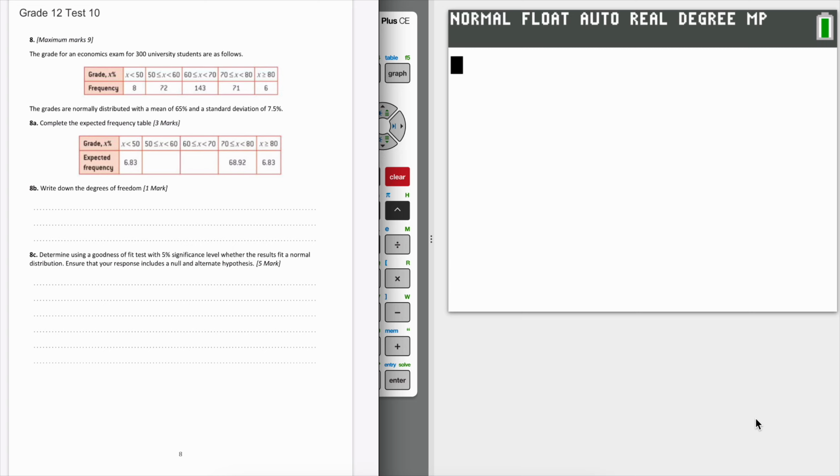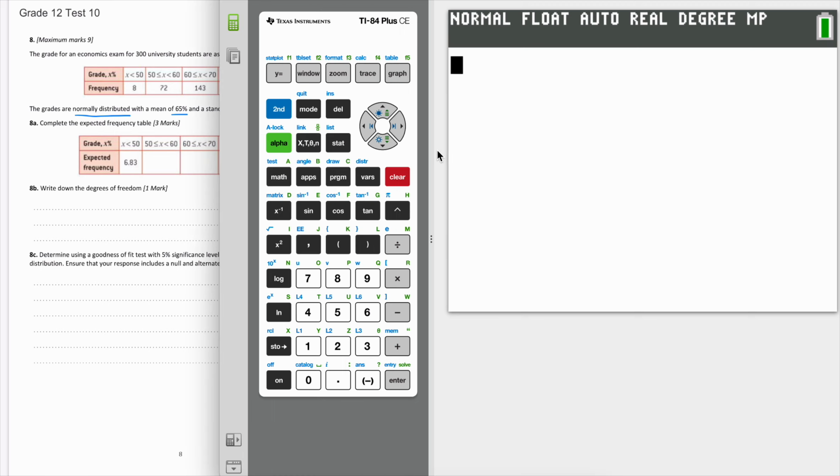This question is using normal distribution. It tells us that we have the grades for an economics exam, and there's 300 people, and this is what they actually scored. But it tells you that the grades are normally distributed with a mean of 65% and a standard deviation of 7.5, and therefore we should complete the expected frequency table.